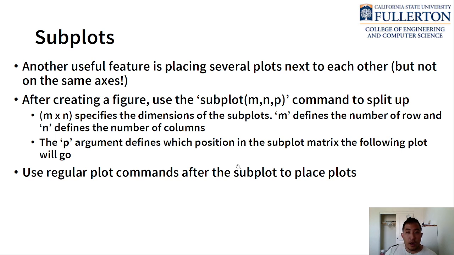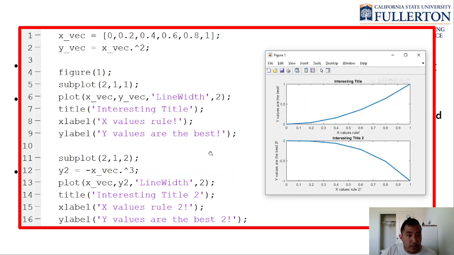Another useful feature is subplots, and so sometimes you want to plot two figures next to each other, but not necessarily on top of each other. And so you can do that using the subplot command. Subplot takes 3 arguments, and the first two, m and n, specify the dimensions of your subplots, where m specifies the number of rows and n specifies the number of columns, and p tells you which position the plot is going to be in.